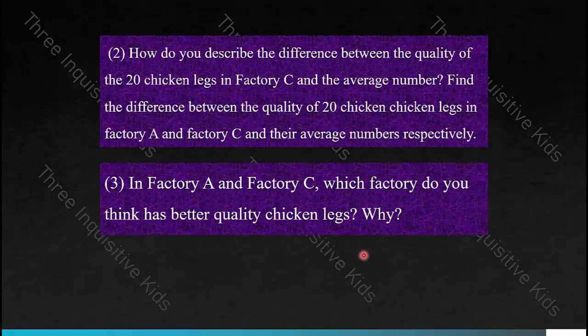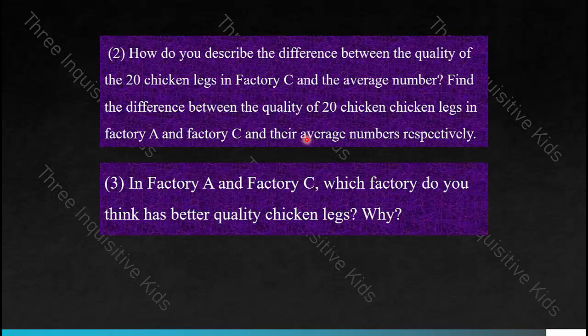How do you describe the difference between the quality of the 20 chicken legs in Factory C and the average number? Find the difference between the quality of 20 chicken legs in Factory A and Factory C and their average numbers respectively. So here, how could we describe the quality of 20 chicken legs and the average number? We first need to find the average of both Factory A and Factory C and then subtract.